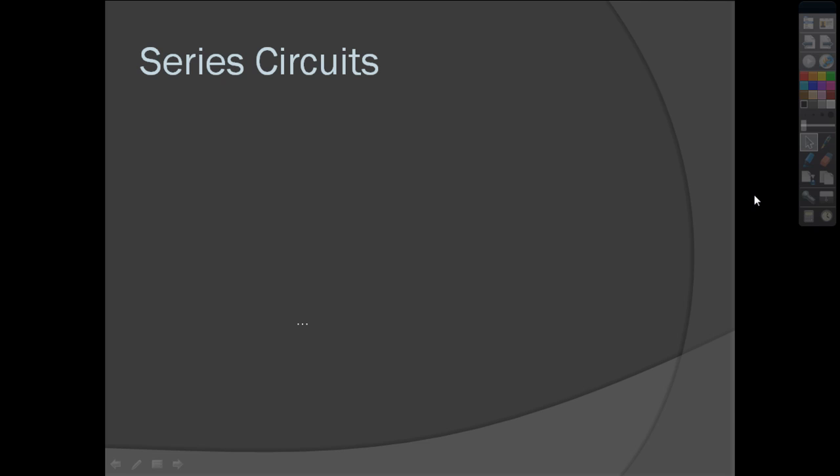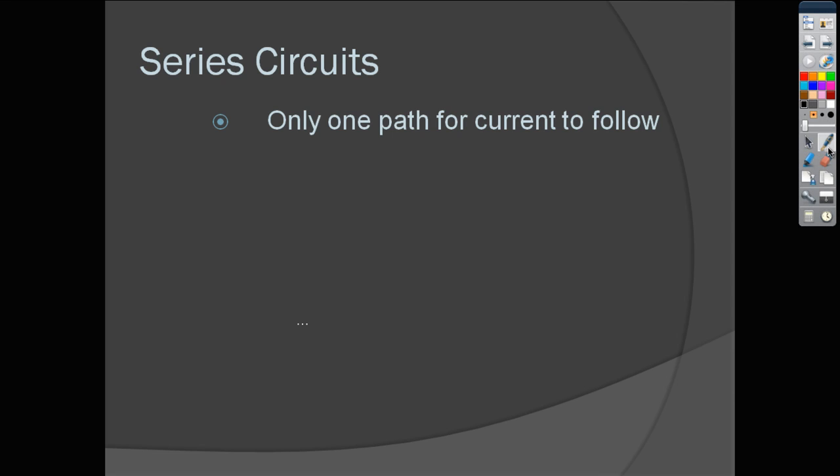Today we're talking about circuits. There's two types of circuits, series and parallel. We're going to start with the series kind. So in a series circuit, there's only one path for the current to follow. There is only one path for the current to go on.